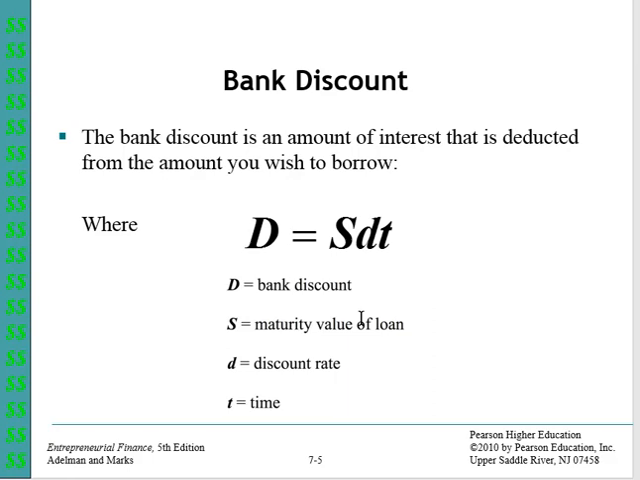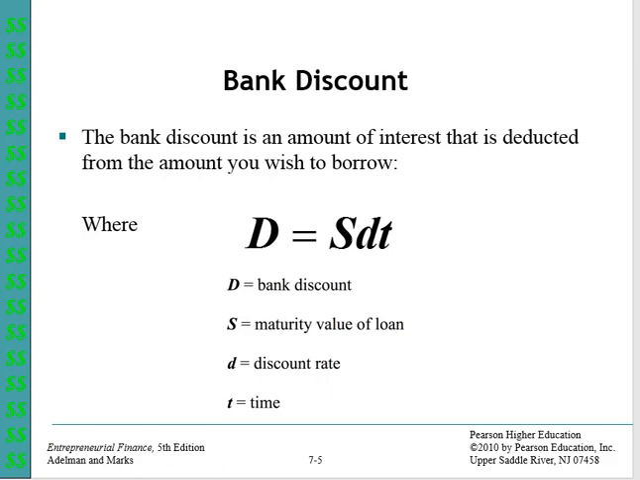Frequently, the banks refer to discount loans. So what is the discount? It's the maturity value of the loan. It's the amount that you borrow multiplied by the discount rate multiplied by time. So in the end, the payback is the maturity value. So if a bank offered you a discount loan, how much would you receive?